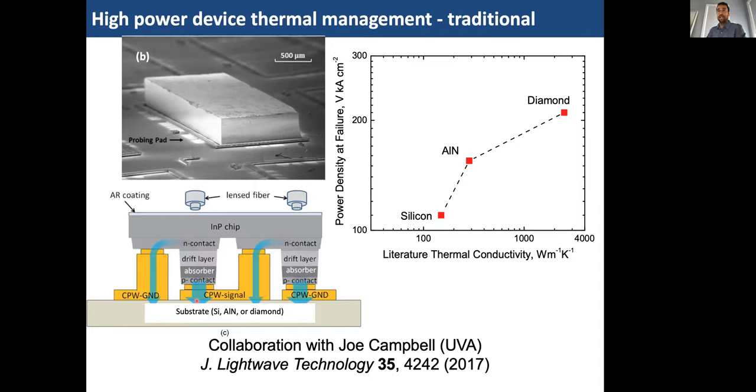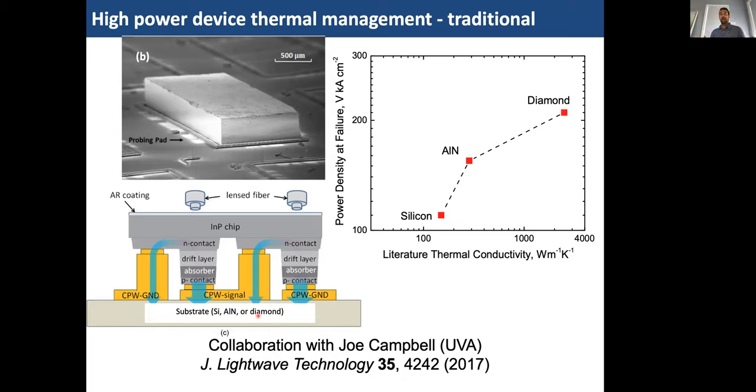And ultimately, at the end of the day, for this particular application, you want a high power density. You want to have as high a power as possible and an ultra fast photodiode. So one logical approach that many people can and will and should take is to say, what we'll do is change the substrate that we're mounting this photodiode on so it has a very high thermal conductivity.